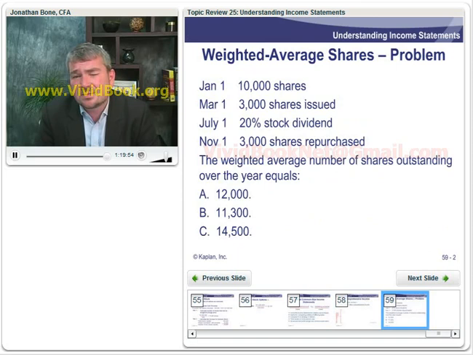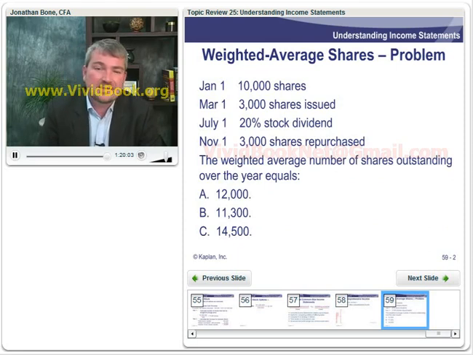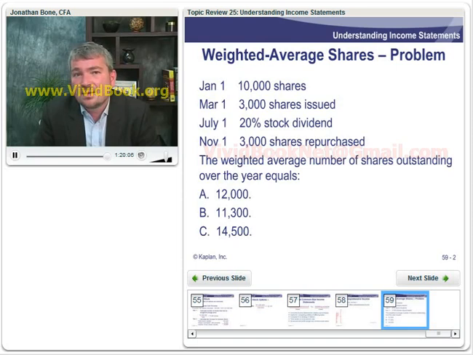So that's going to give us 12,000 and 3,600. The 3,000 shares repurchased occurred after the date of the stock dividend, so is unaffected. Then, of course, we've got to time weight them. The shares in issue at the beginning of the year on the 1st of January are going to be multiplied by 12. The shares on the 1st of March are in issue for 10 months of the year, so multiplied by 10. And then finally, the shares repurchased on the 1st of November are only repurchased for 2 months, November and December, so multiply by 2, sum it up, and then divide by 12, and we'll get our answer of 14,500.